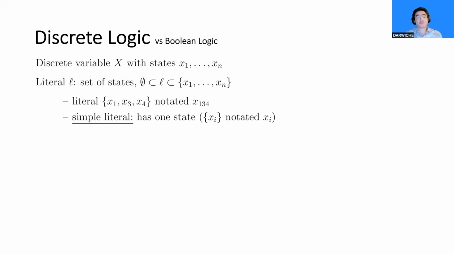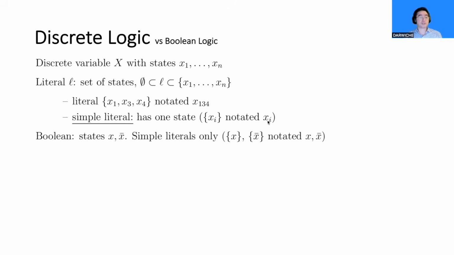A special case is the notion of a simple literal, and this term is going to be important later. And this is a literal that has exactly one state. So in this case, I know definitely what the value of the variable is. I know that the value is this one. So in Boolean logic, we have only 2 states and only simple literals. So literals can only be, according to this definition, this or that, which effectively says the variable x is true, and this says the variable x is false. For simplicity, we'll just notate them that way.